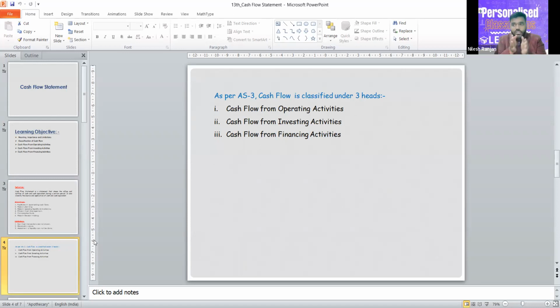Okay. So now, if you summarize all these things, then we want to know what is the reason behind the change in cash position of the company. Is it operating activities? Is it investing activities? Is it financing activities? Okay. Okay, sir. So this is clear to you why we are preparing the cash flow statement.